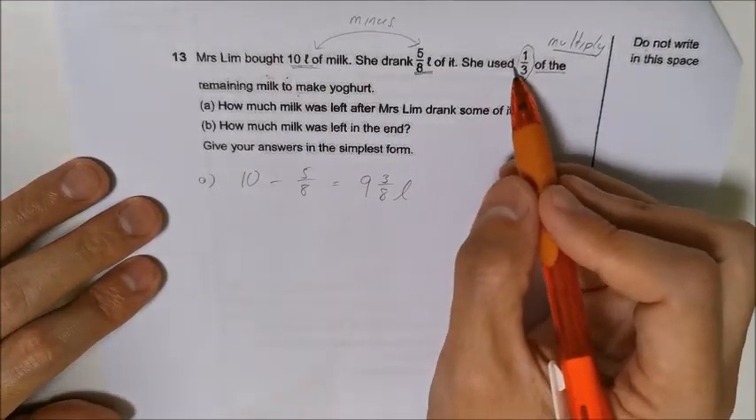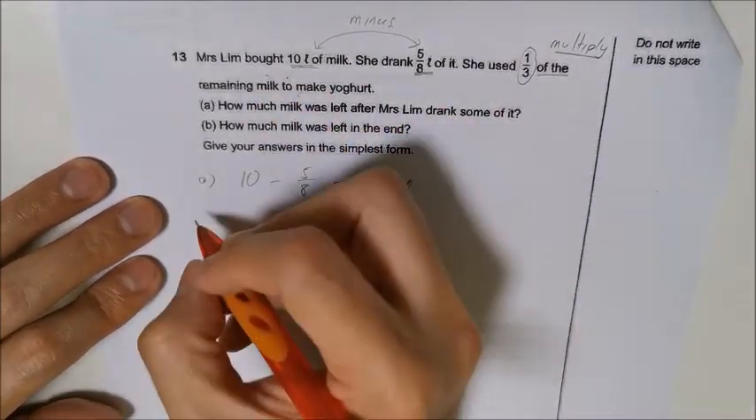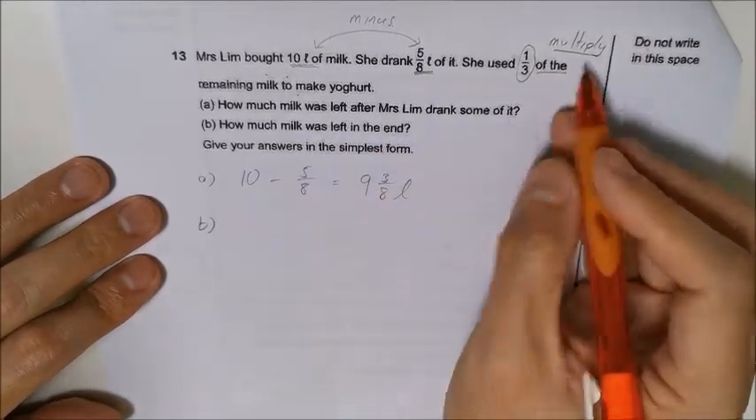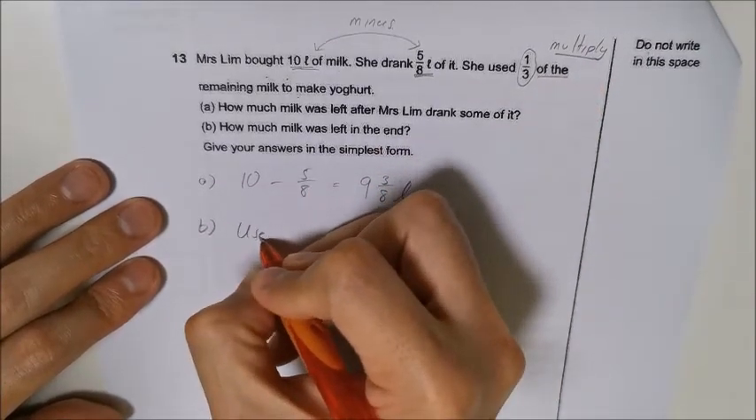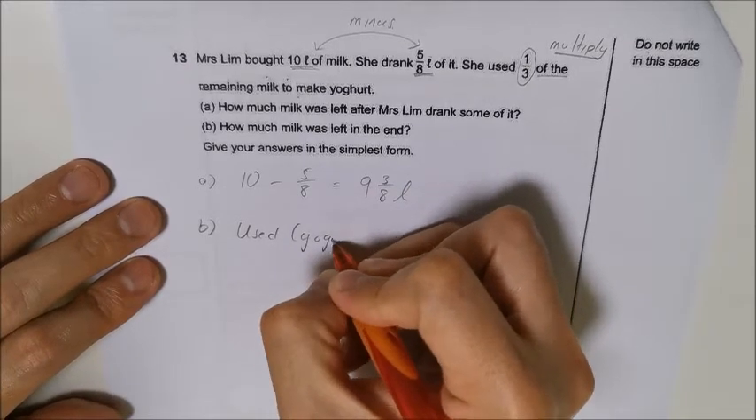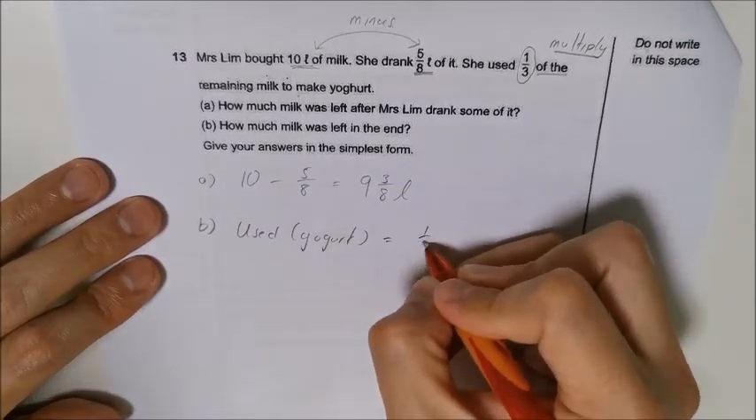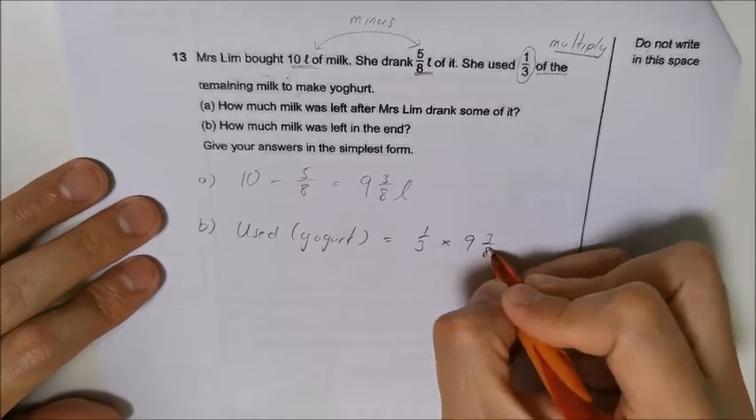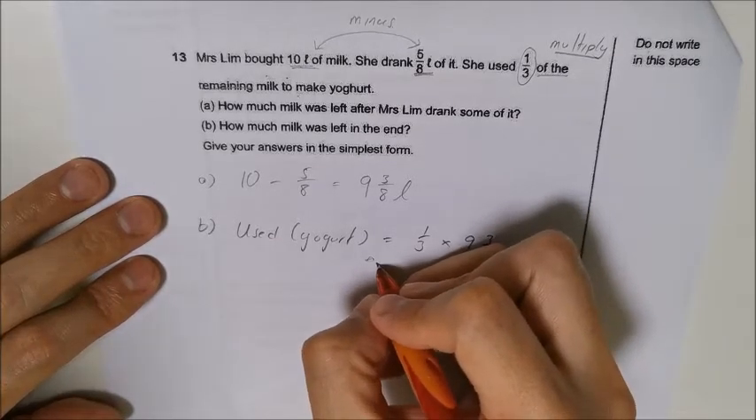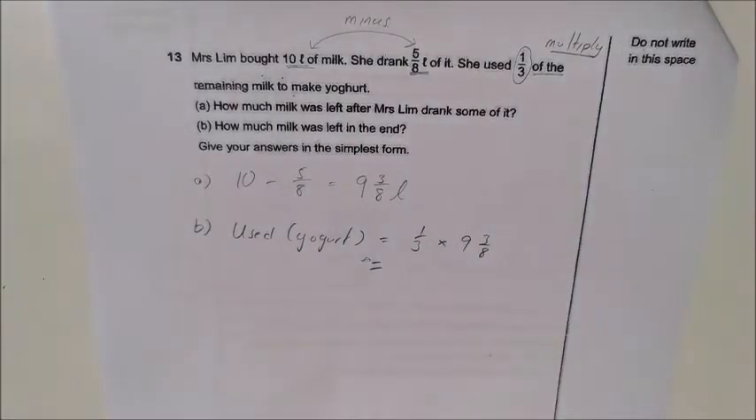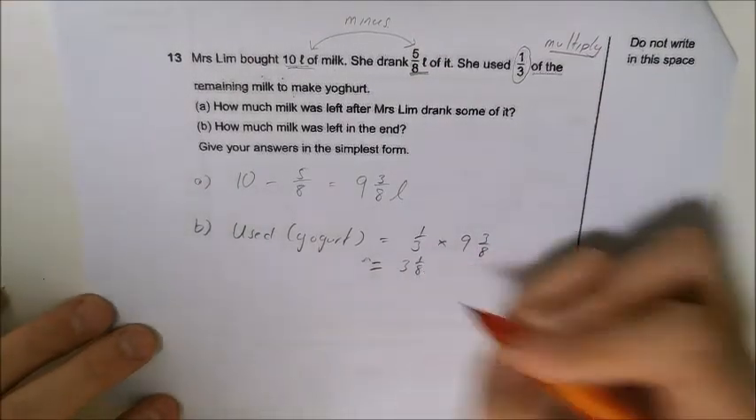Can you see that she used 1/3 of the remaining? So how much did she use? We have to times, right? I said multiply. So we find out how much she used for the yogurt. That will be 1 over 3 times 9 and 3 over 8. Guys, don't worry, you might think this fraction is very difficult to multiply, but it's paper 2, so you can use your calculator. 1 over 3 times 9 and 3 over 8, you will get 3 and 1 over 8.